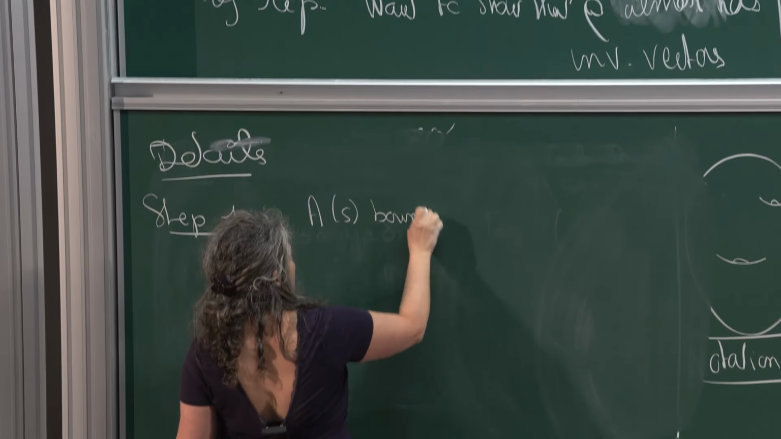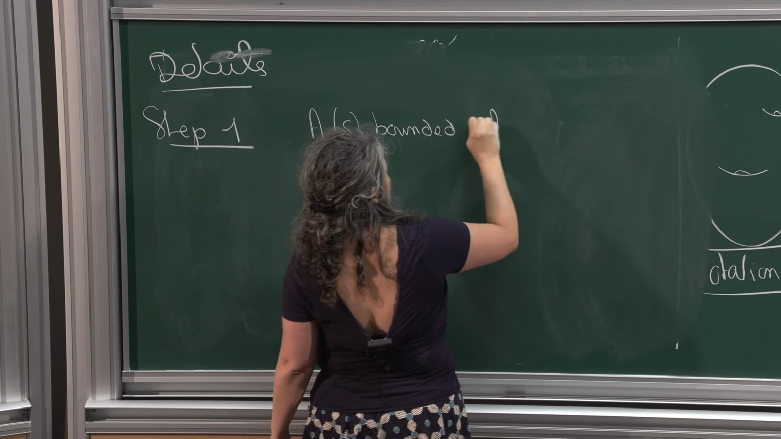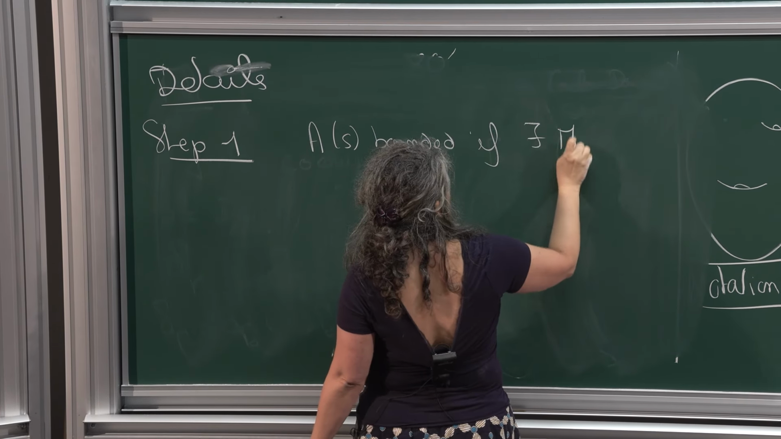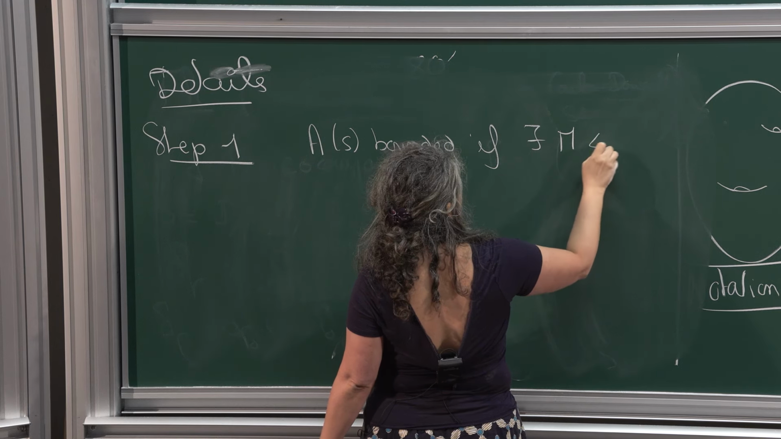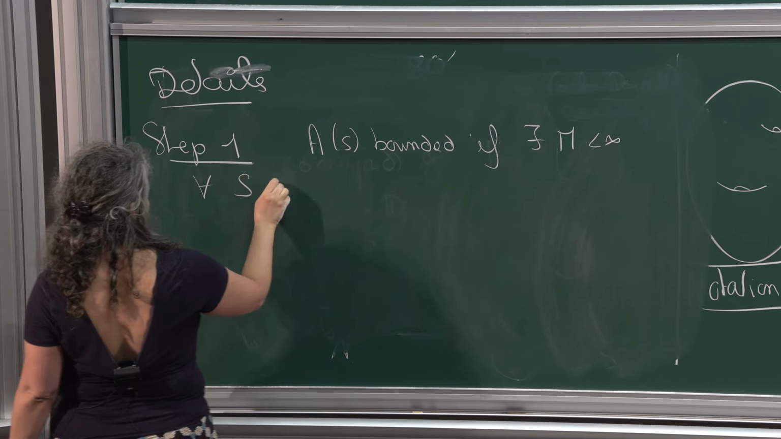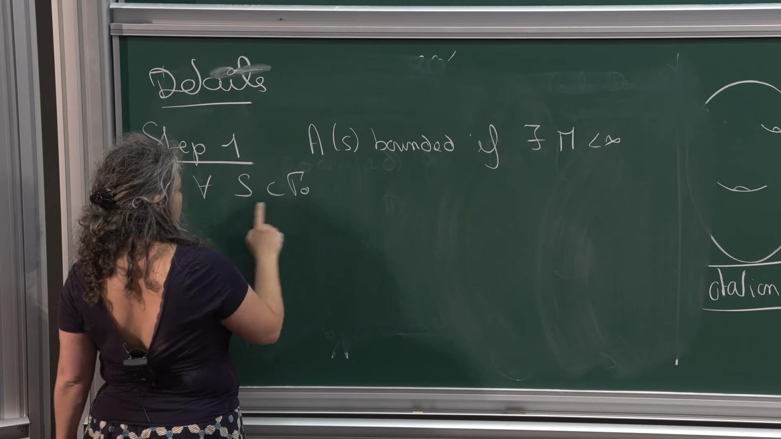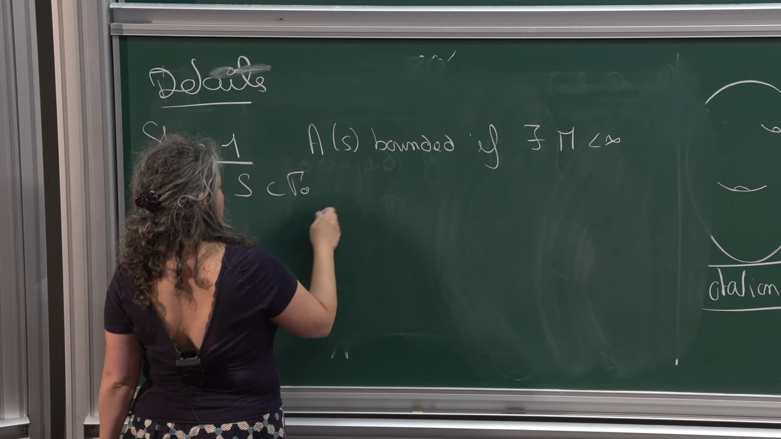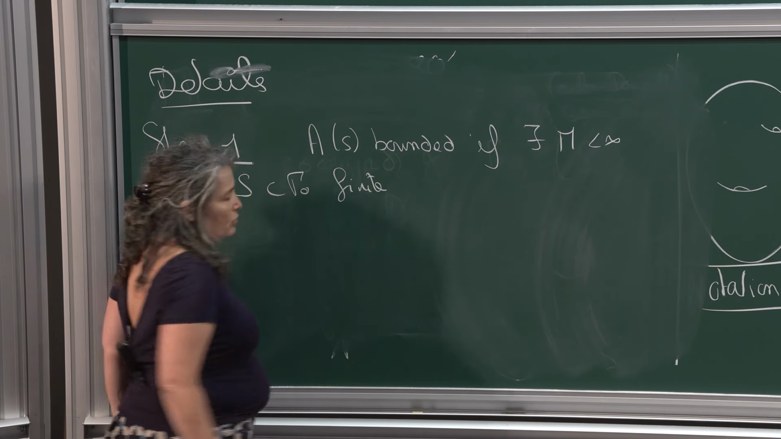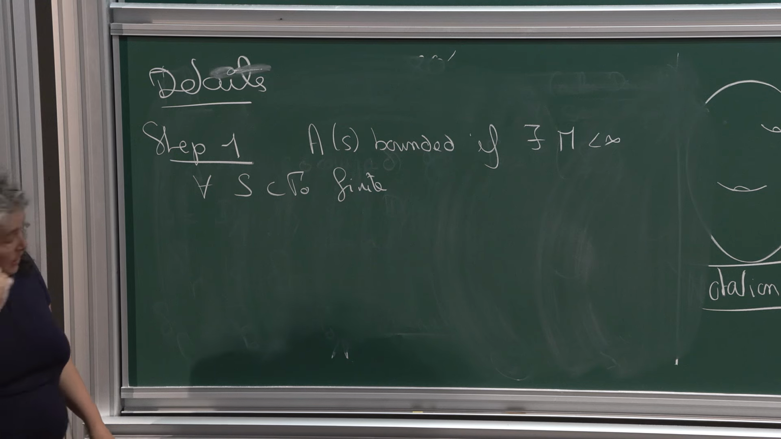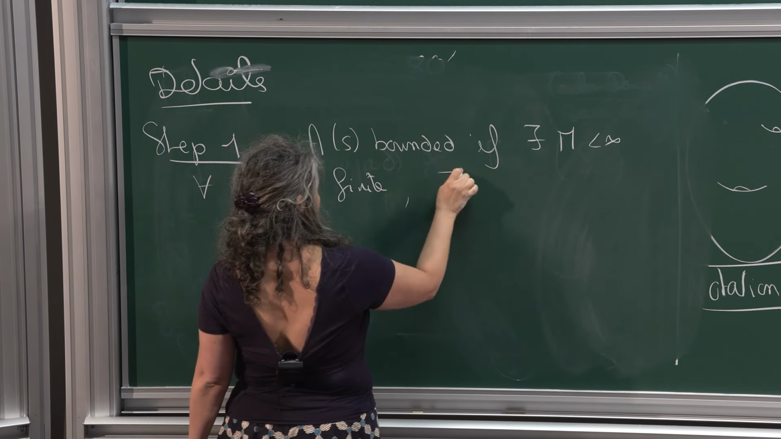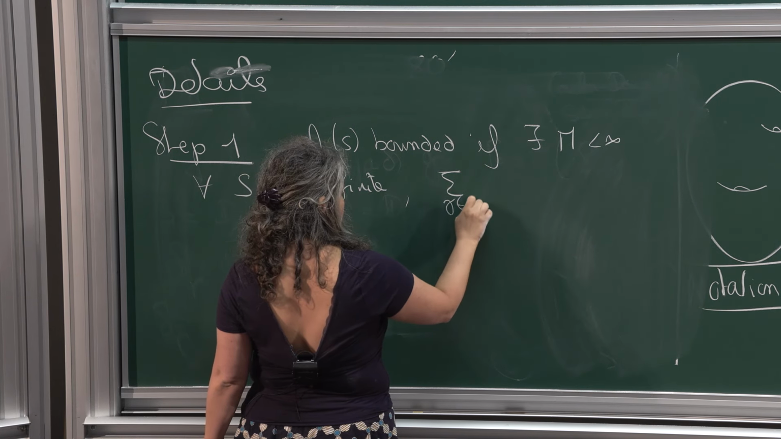Okay, you will say that it's bounded if there exists a finite real number such that for all finite subsets S of gamma 0, so you don't need to worry about the notion of boundedness. You can consider the finite sum.